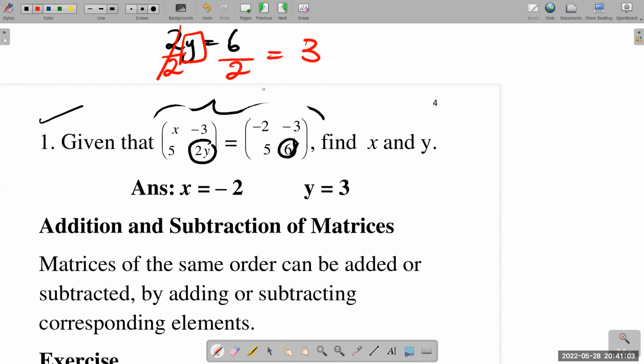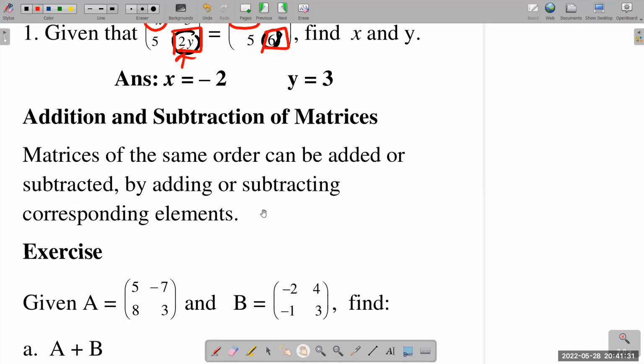So 6 divided by 2 is 3. This is nothing to get flustered about because it's just really algebra. The only concept you need to remember is that in an equal matrix, the elements of both sides are the same. So whether they represent it using a single letter in this case like this, or if they use a compound term like that, okay, it's just solving.